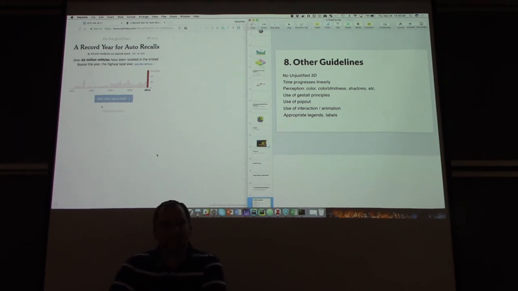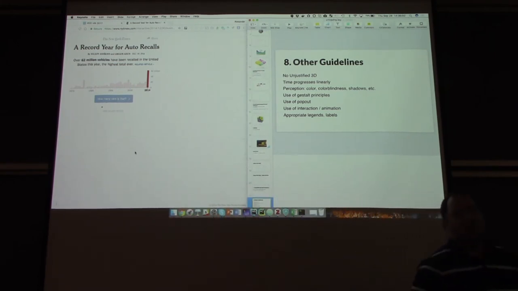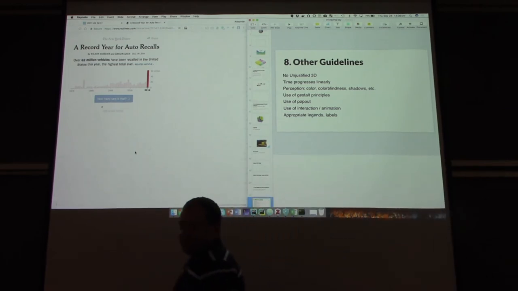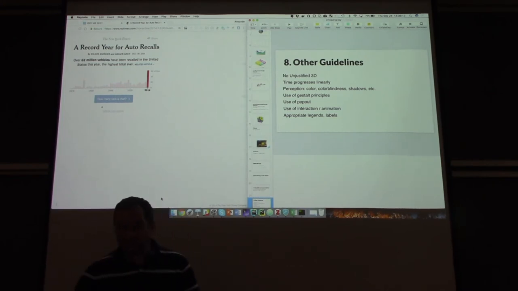The use of interaction or animation, do you think this is appropriate? No. It's a distraction, right? Especially that these cars move about and have different speeds, it's simply not a super interesting animation here. Legends and labels, I guess these are largely okay here.